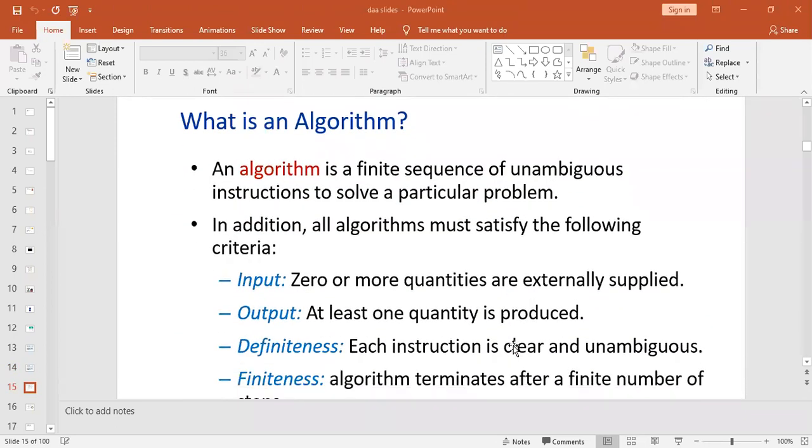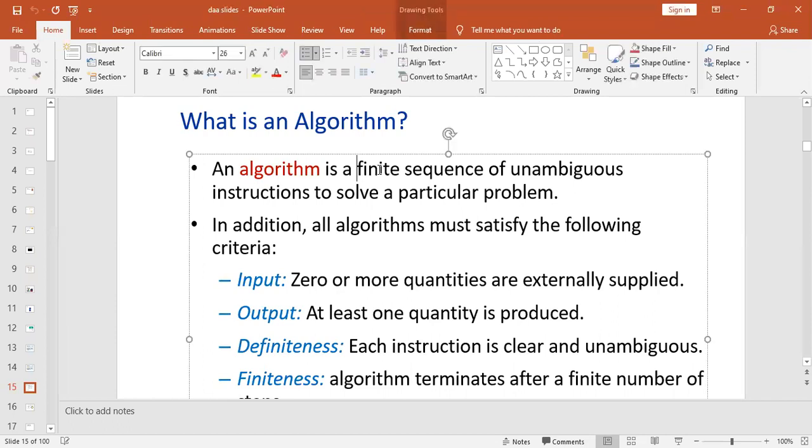So come to the first concept: what is an algorithm? The definition according to Anany Levitin is a step-by-step procedure, which here we call a finite sequence of instructions to solve a particular problem. A set of instructions is nothing but a step-by-step procedure; all of these come under the same thing. So for now, we call it a finite sequence of unambiguous instructions to solve a particular problem.